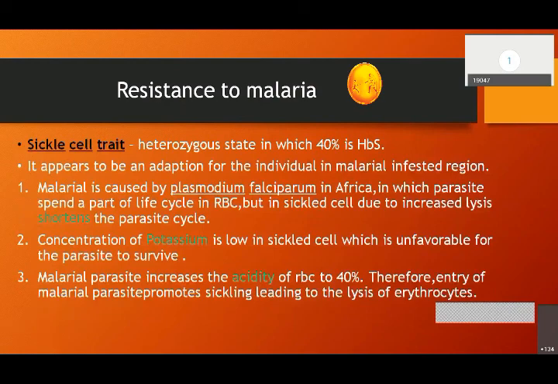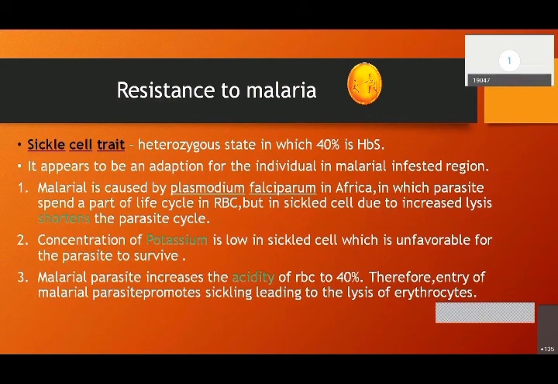Yes, ma'am. Now we'll see how the sickle cell trait provides resistance to malaria. In the sickle cell trait, 40% HBS is present, so it appears to be an adaptation for individuals in the malaria-infested region. There are some factors. First, malaria is caused by the parasite Plasmodium falciparum in Africa, in which the parasite spends part of its life cycle in the RBC, but the sickle cell RBCs are sickle shaped and continuously lyse, which shortens the parasite cycle.